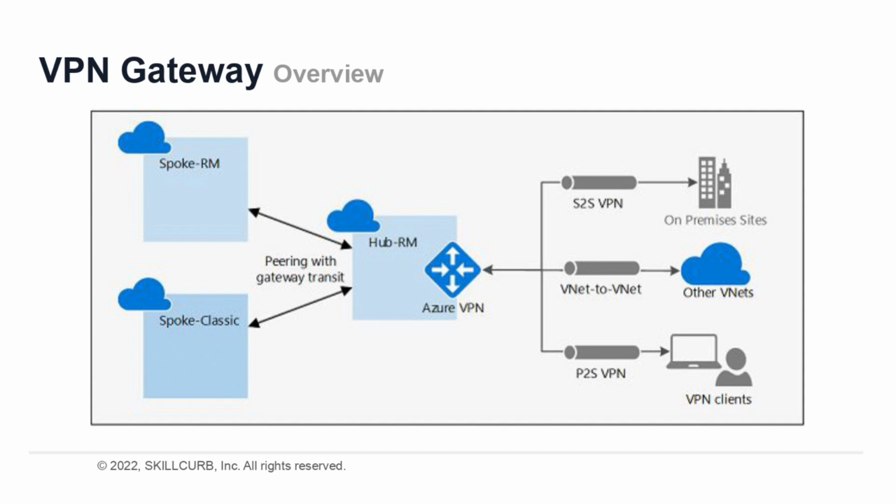When you create a VPN gateway, gateway VMs are deployed to the gateway subnet and configured with the settings that you specified. This process can take 45 minutes or more to complete, depending on the gateway SKU that you selected.